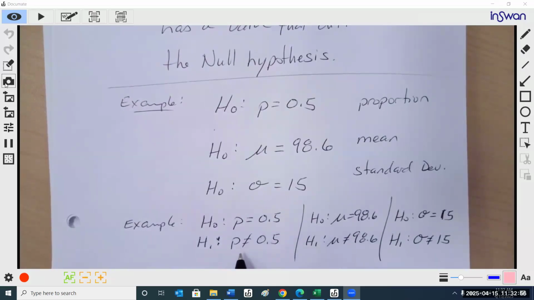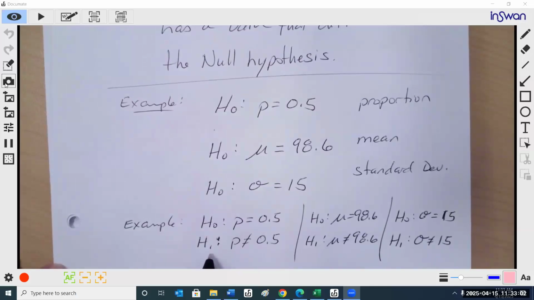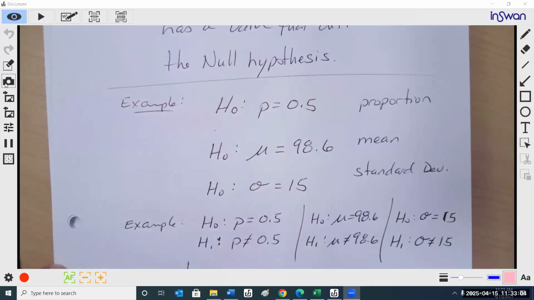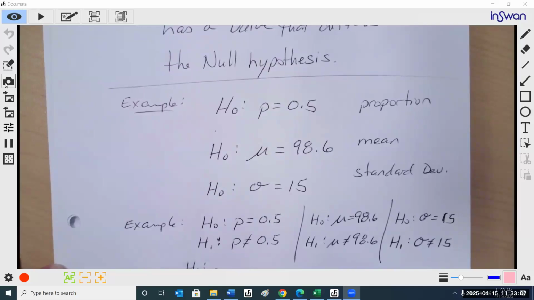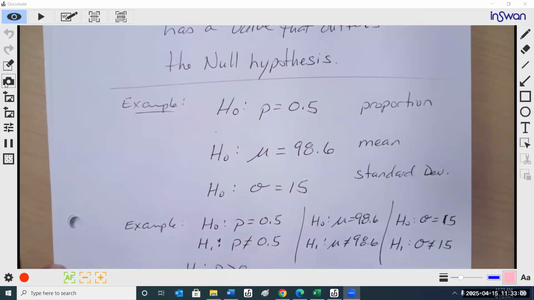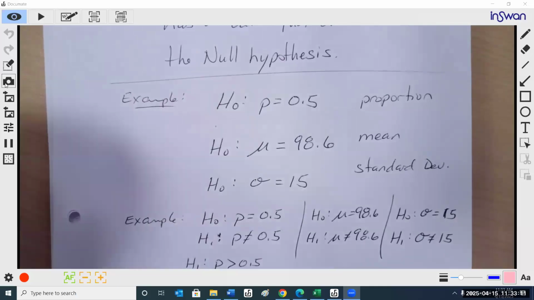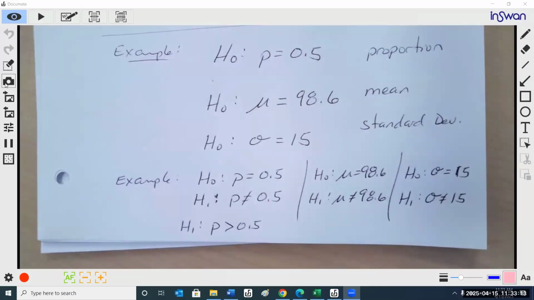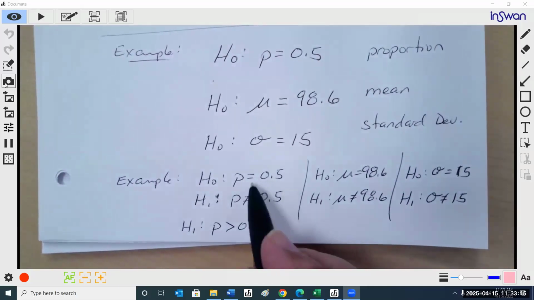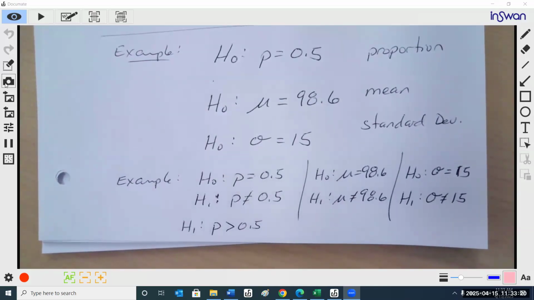Does it always have to be equal, not equal? No. For example, for my alternate hypothesis here, I could have put that it's greater than 0.05. It doesn't have to be that if this is equal, this is not equal, because I could be specifically looking for one-sided only. All right, so that's a possibility also.